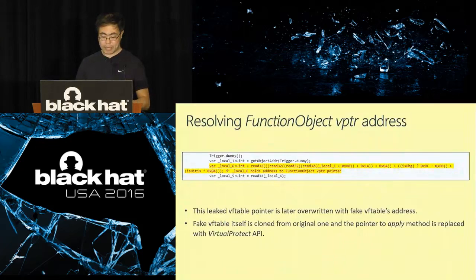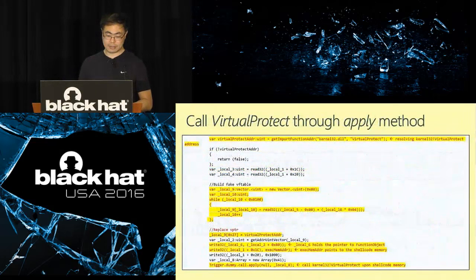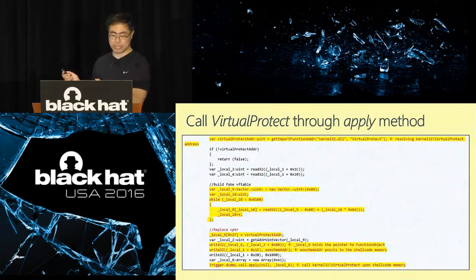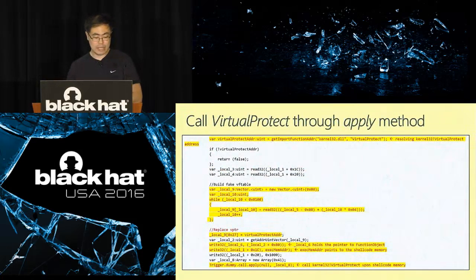And for the apply method, it will just overwrite it with the VirtualProtect API. And whenever you call the apply method upon this function object, the VirtualProtect API will actually be called. This is the actual exploit code. I didn't do anything to it, it's the actual decompiled code from the exploit. So if you look at it, it's very well written, kind of organized code.